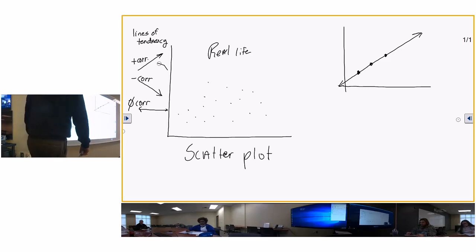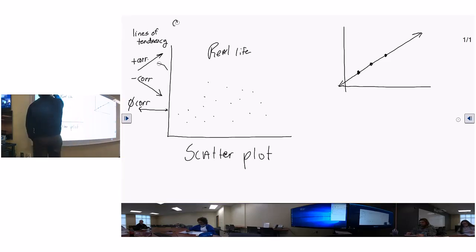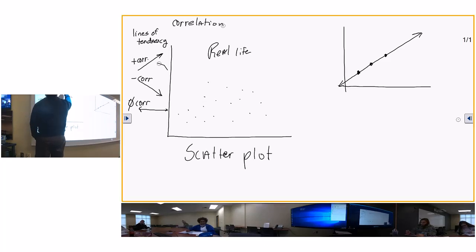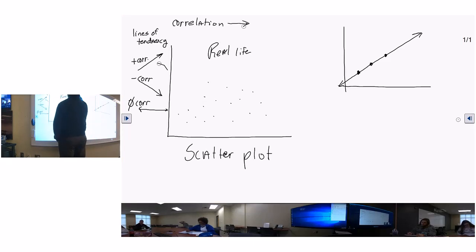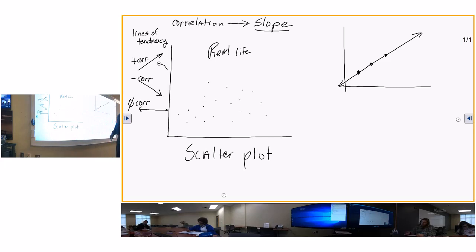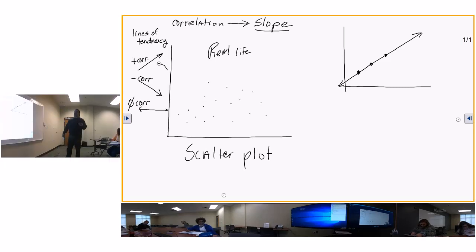And correlation is spelled C-O-R-R-E-L-A-T-I-O-N. Correlation. Correlation is directly related to what? Slope. Does that ring a bell from your algebra? Yes. Thank you. Got 2 yeses out of 8, 9 people. Thank you for the interaction.